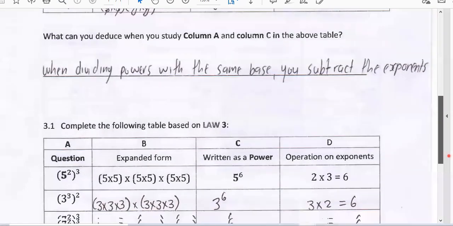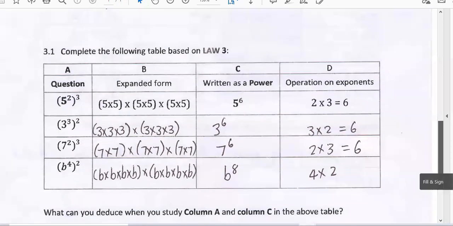Now, lastly, we're gonna go to the third part. So in this case, we have a power. So we said if you have a base and an exponent, the whole thing is called a power. So we have a power raised to another exponent. Now, how do we write that in expanded form?